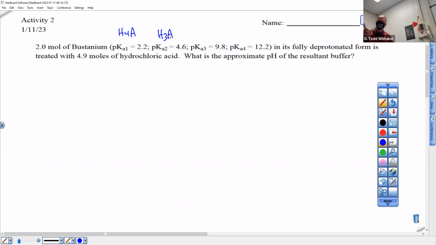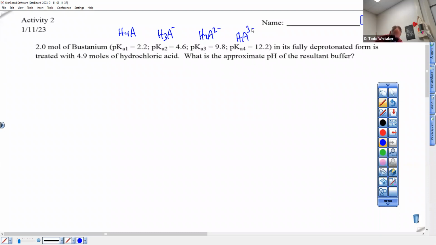And once you take away a proton, you're also taking away plus charge, right? So you're left with a negative charge. And H2A 2 minus is the third one. HA, makes sense. The last one has only 1 proton, right? It's good. It's the last one.